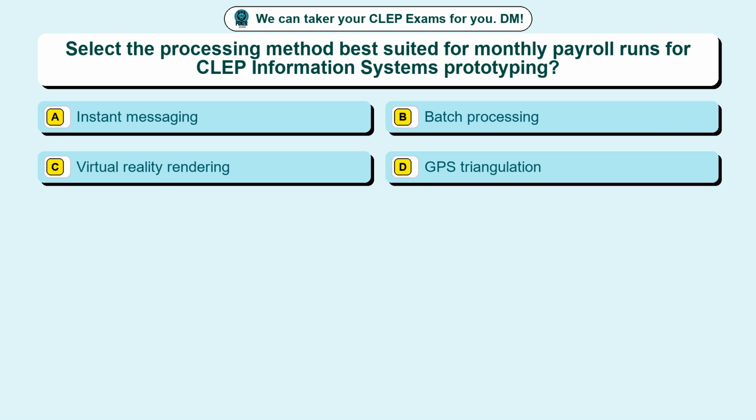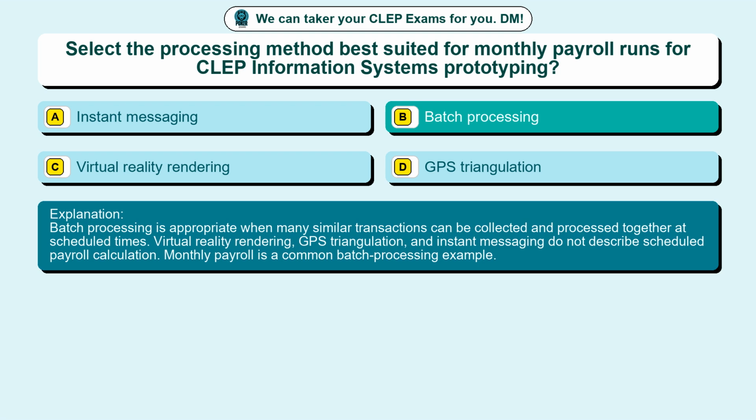Question 22. Select the processing method best suited for monthly payroll runs for CLEP Information Systems prototyping. Option A, instant messaging. Option B, batch processing. Option C, virtual reality rendering. Option D, GPS triangulation. The correct answer is option B, batch processing. Batch processing is appropriate when many similar transactions can be collected and processed together at scheduled times. Virtual reality rendering, GPS triangulation, and instant messaging do not describe scheduled payroll calculation. Monthly payroll is a common batch processing example.